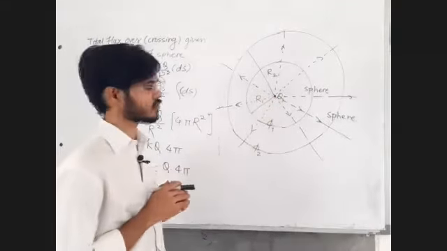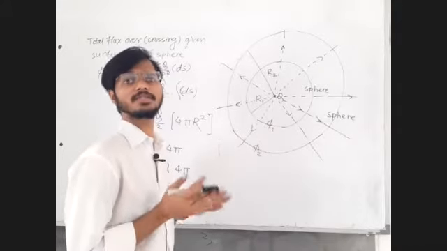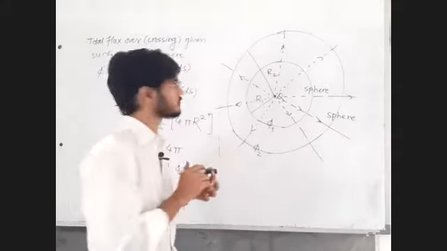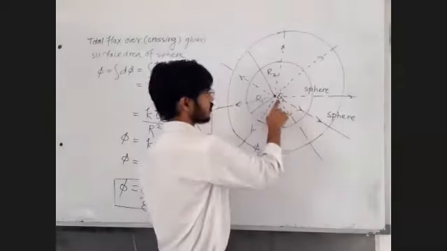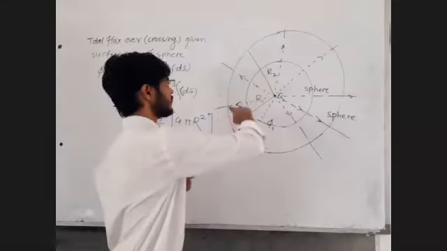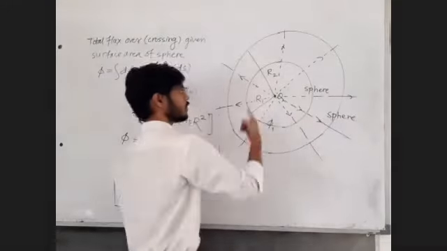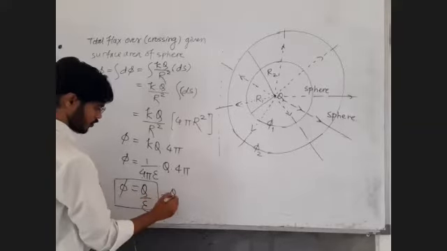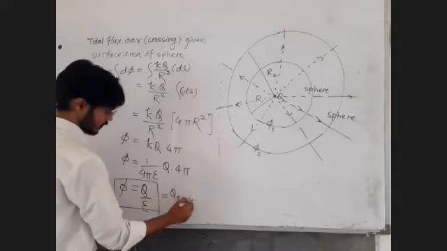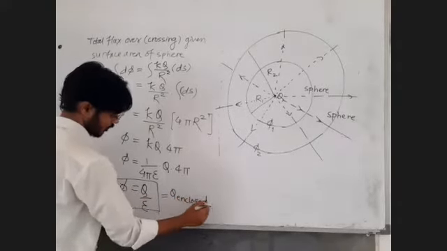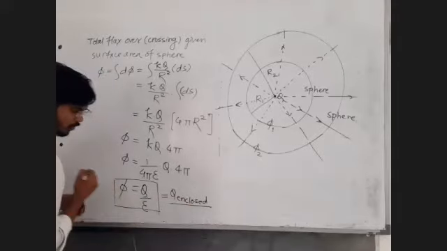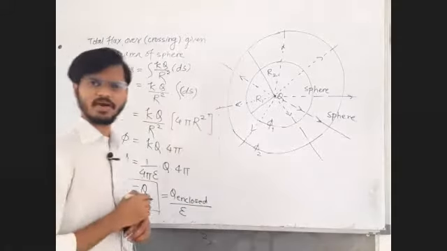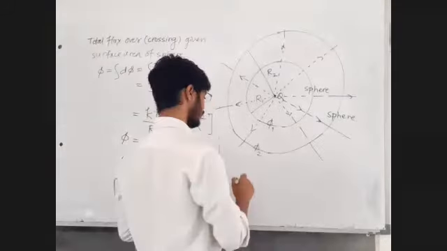Yes, no? Q means what? Q means enclosed charge. This sphere is enclosing charge equal to q. This sphere is also enclosing charge equal to q. So write down, Q means what? Q enclosed by the given surface, upon epsilon. So phi1 will be equal to phi2. Okay, sir.